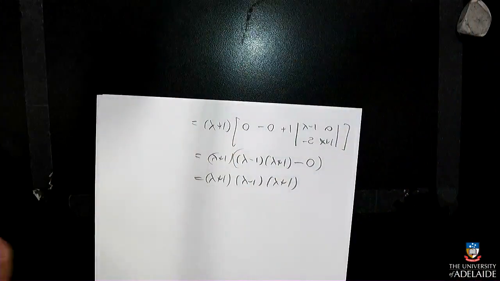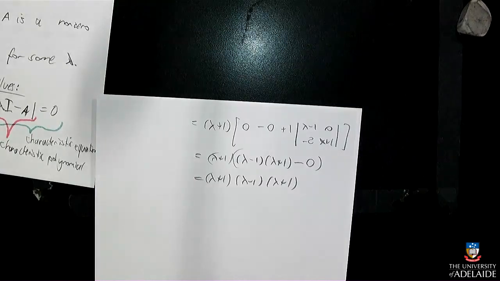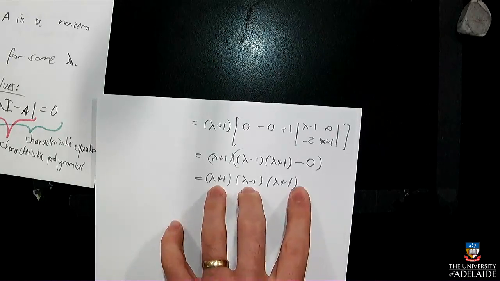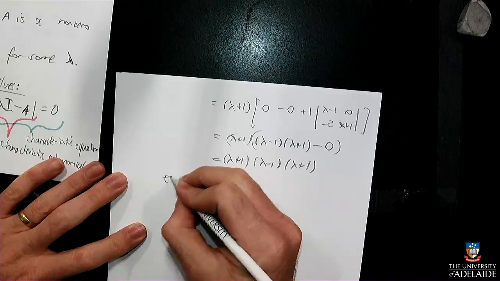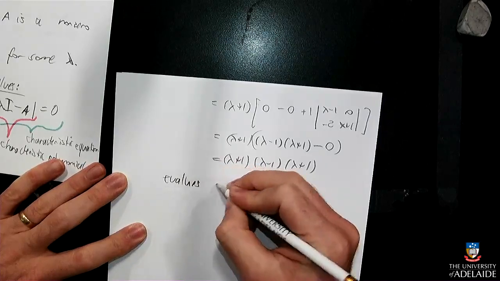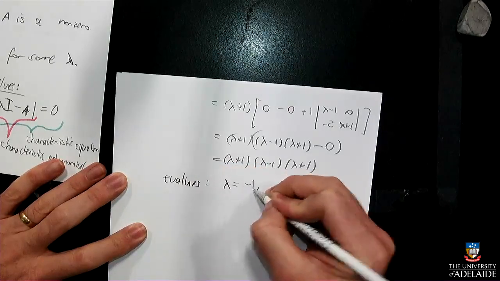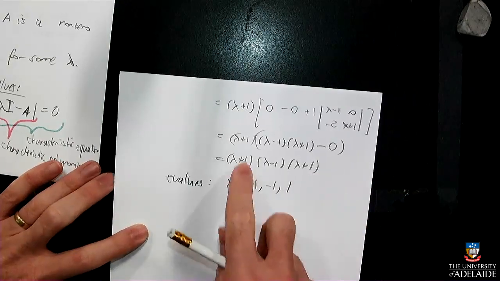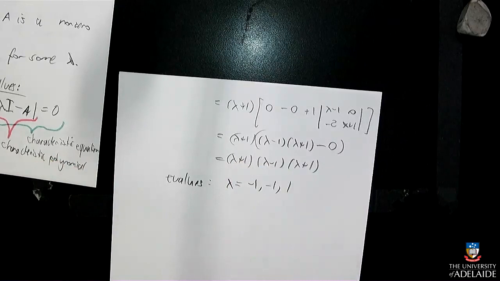So what that means is that the eigenvalues are the zeros of this polynomial. I can set it equal to 0 at this point, but now that it's factorized, I can also just say that the eigenvalues are this: lambda equals -1, and another -1, and a 1. There's a -1 from this one here. So -1, another -1, and a +1. So I've got 3 eigenvalues, 2 of them are -1.